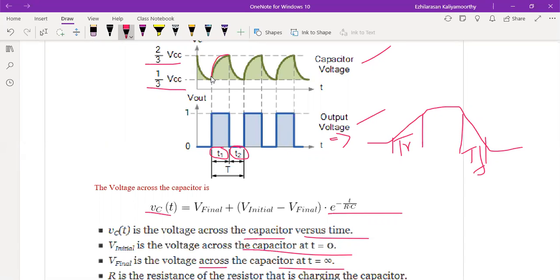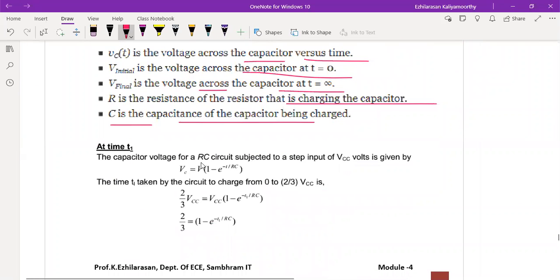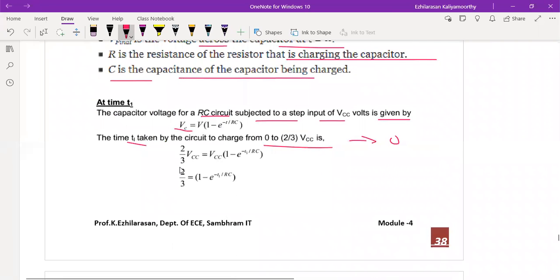Now for the charging time period, we have to calculate how much time it will take to charge from here to here. Let us say at time t1, the capacitor voltage of an RC circuit subjected to a step input VCC is given by VC = V(1 − e^(−t/RC)). At time t1, the circuit charges from 0 to 2/3 VCC. That is your VC, the voltage across the capacitor versus time, so it is 2/3 VCC.